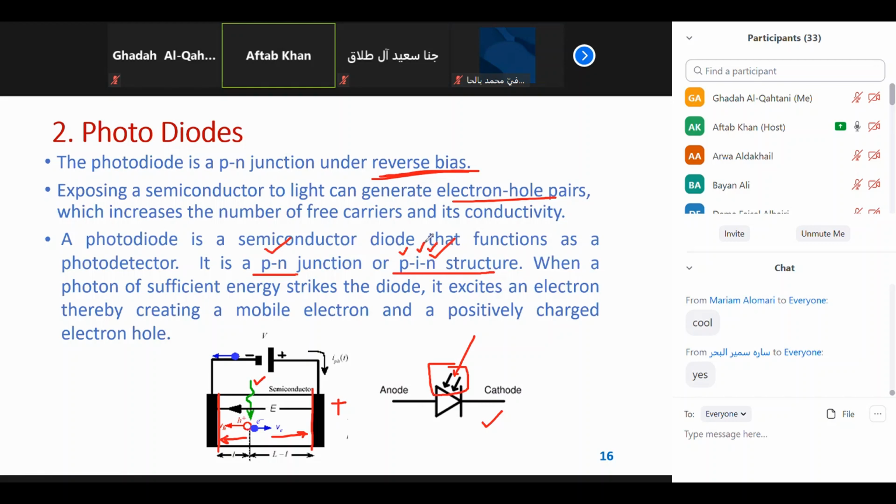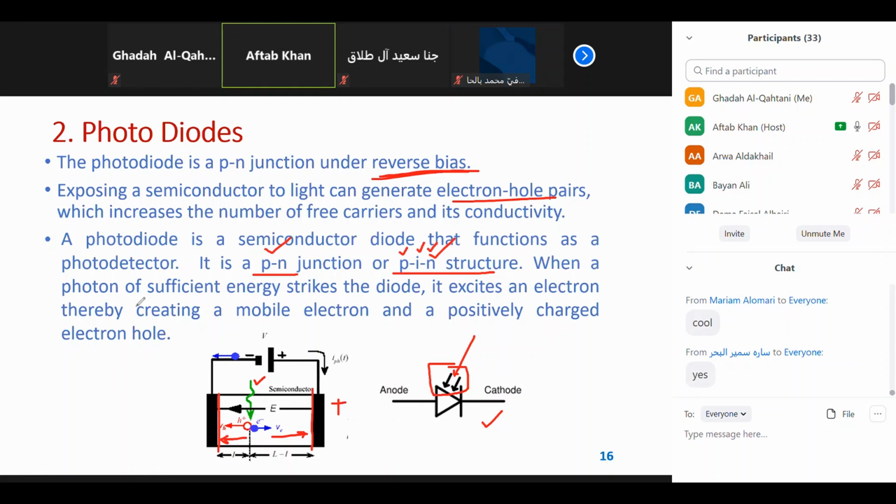Intrinsic. I told you semiconductors are intrinsic and extrinsic type. So intrinsic is a pure semiconductor, right? So we use a P-type plus pure semiconductor and N structure, and we can design this.